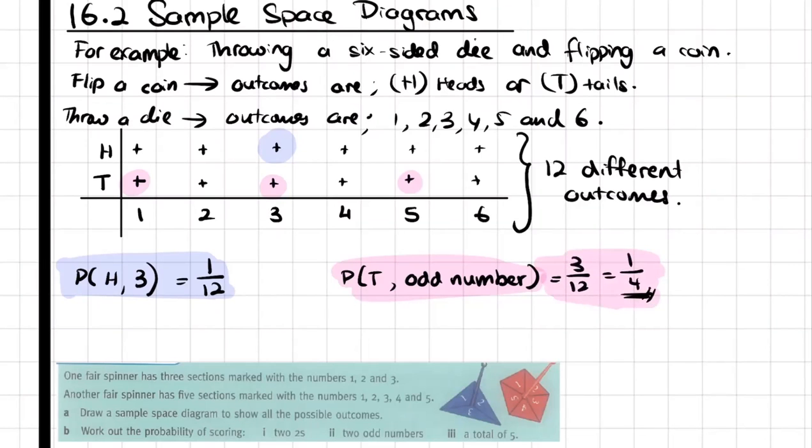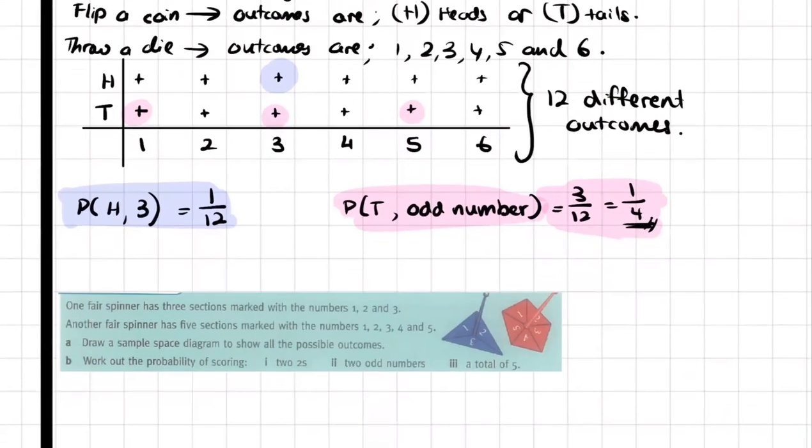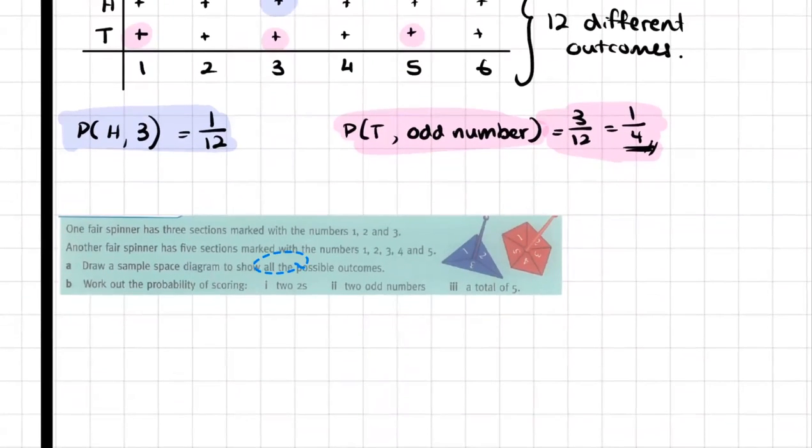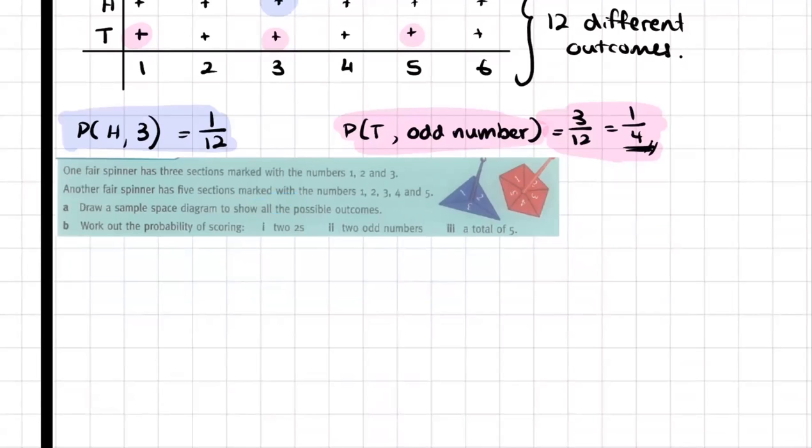So now let's look at the example given here. This is a worked example. You can see there are two spinners. So a spinner looks like this. It means that there can only be 3 different types of outcomes, and then this other spinner has 5 different types of outcome, which is 1, 2, 3, 4, 5. The other one has 1, 2, 3. So the question is to draw a sample space diagram to show all the possible outcomes.